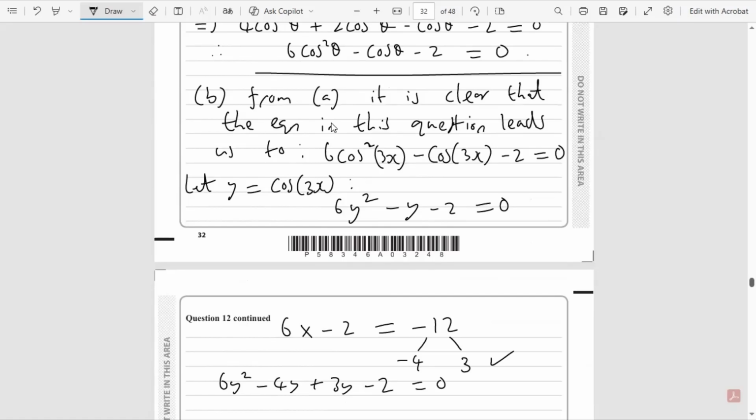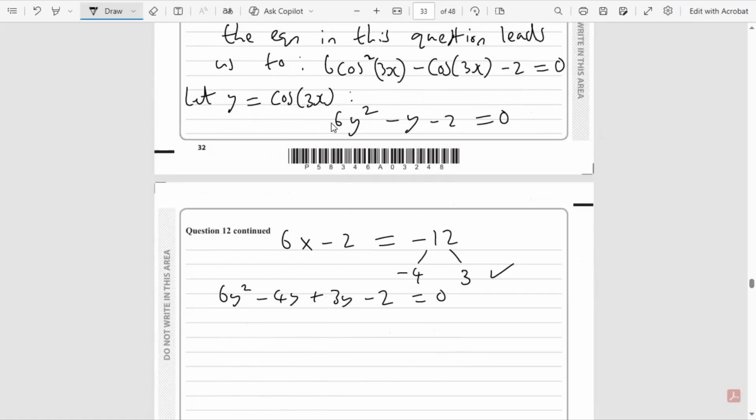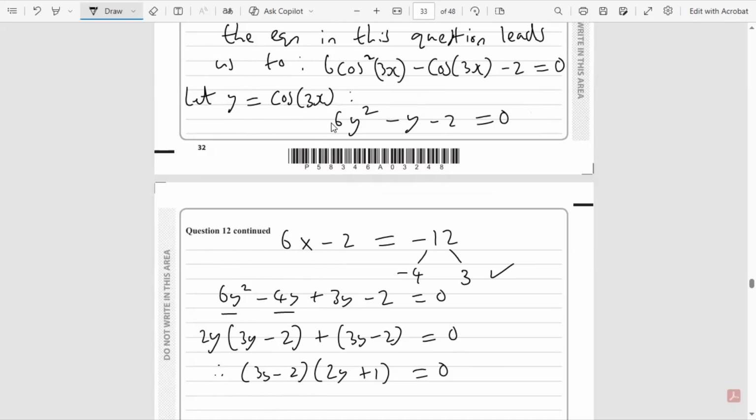And now we can factorize this here. Look at the first two terms and factorize out a 2y, so 2y, and this leaves us with 3y minus 2 there. And then we have here a 3y minus 2 as well, equal to 0. So we can factorize out the 3y minus 2, and this leaves us with 3y minus 2 multiplied by 2y plus 1, and that is our factorization there.